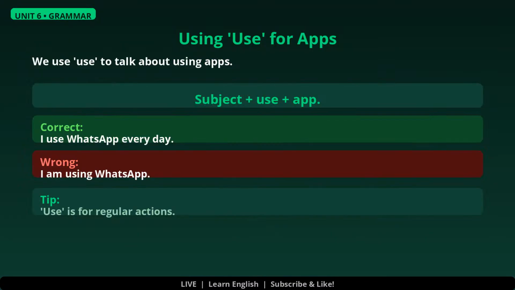Let's master this grammar rule. Using use for apps. We use use to talk about using apps. For example, I use WhatsApp every day. A helpful tip. Use is for regular actions.